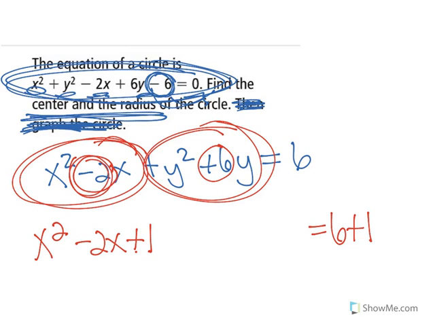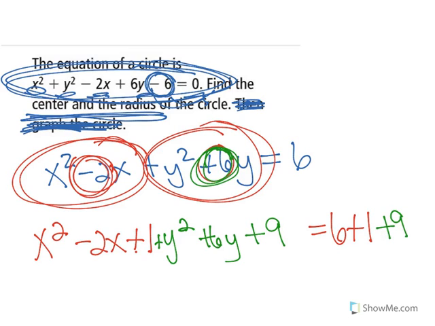Okay? And then we're going to take our y stuff, plus y squared. Half of 6 is 3, right? Half of 6 is 3. Square that, you get 9. Add a 9 to both sides. Hopefully you're still with me. Maybe this is coming back to you.